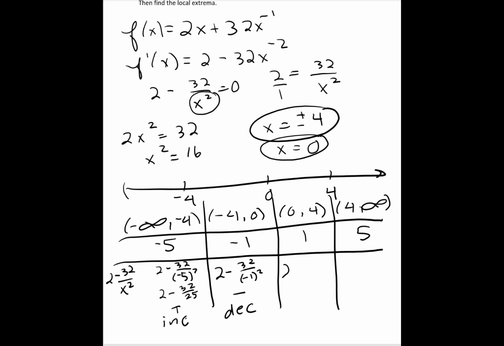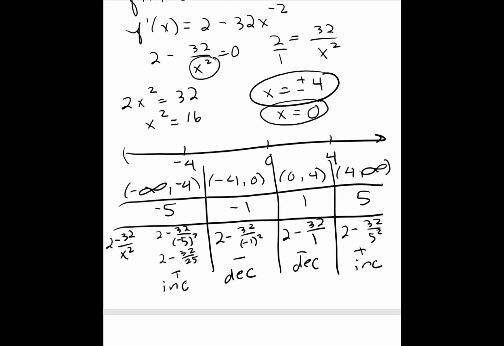Same exact thing is going to happen when I plug in 1. I get 2 minus 32 over 1, which is 2 minus 32. That's negative, still decreasing. And then at 5, I have 2 minus 32 over 5 squared. Looks like the first part. 2 minus 32 over 25. That's positive, so it's increasing. 0 cannot be an extrema because it's a place where the derivative was undefined. So my only extrema could be at the positive or negative 4.